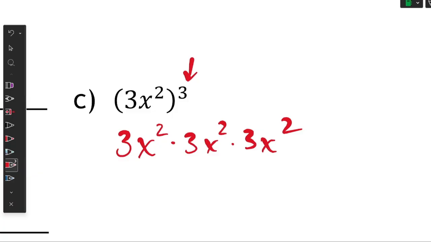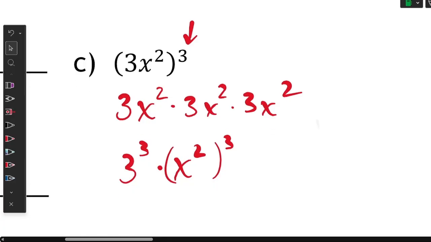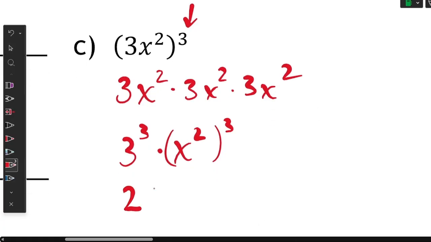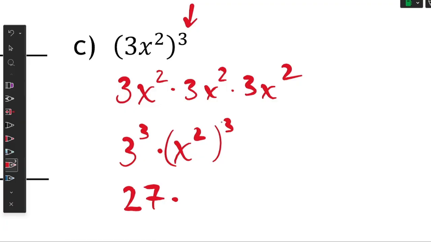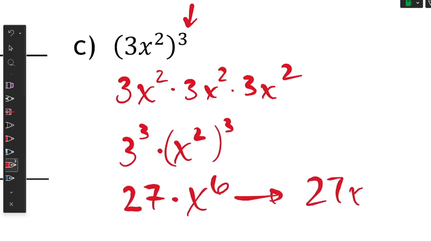But I could also just notice, oh, if I take 3, right, this factor, and raise it to the 3rd power, it's going to become 3 to the 3rd power times, and then I've got this x squared, and I can raise that to the 3rd power as well. That 3 to the 3rd is the number 27. And if I have x squared and I cube that, this is going to be 6 factors of x. So my final answer is going to be 27x to the 6th power.